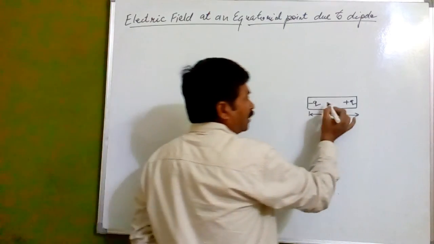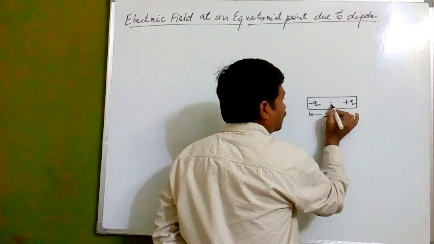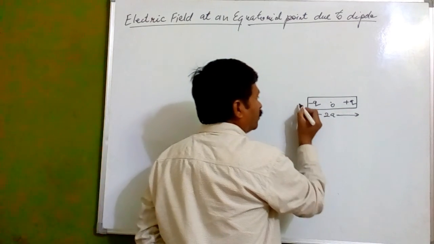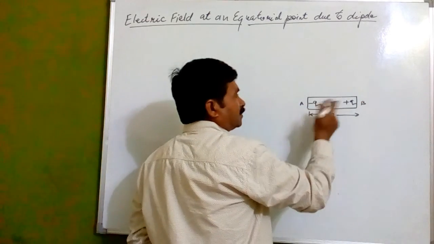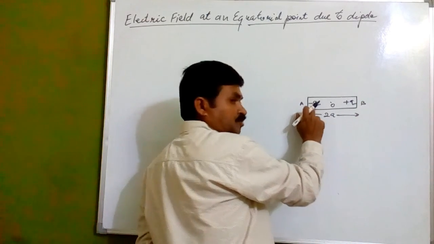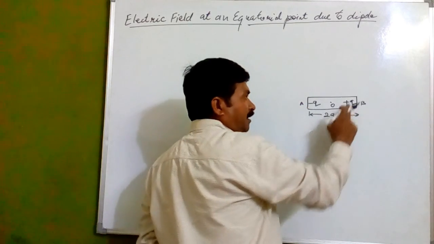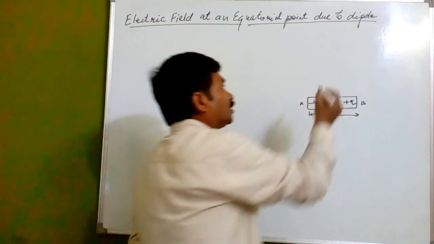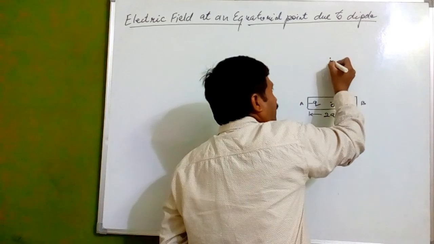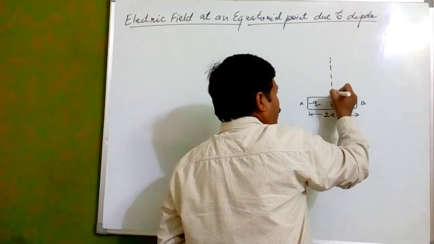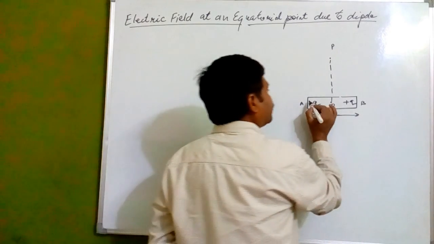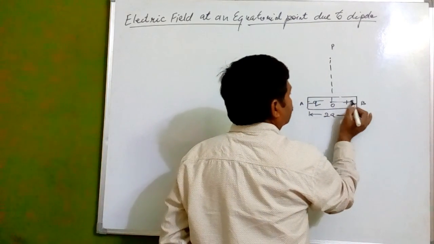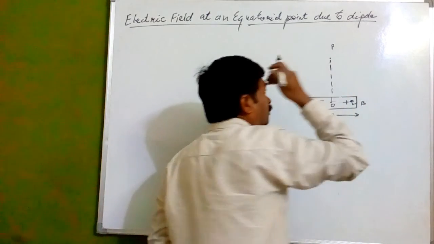Okay. So I am assuming a point, from this center which I am calling O. Here I am taking it as A, and here it is B. At A, minus Q charge is there, and at B there is a plus Q charge. Now we are taking a point P, which we can say is like this.